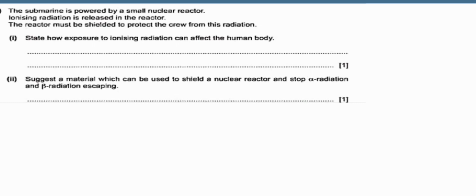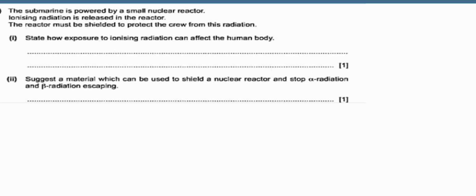So the next one is saying, which is C, the submarine is powered by a small nuclear reactor. Ionizing radiation is released in the reactor. The reactor must be shielded to protect the crew from this radiation. State how exposure to ionizing radiation can affect the human body.